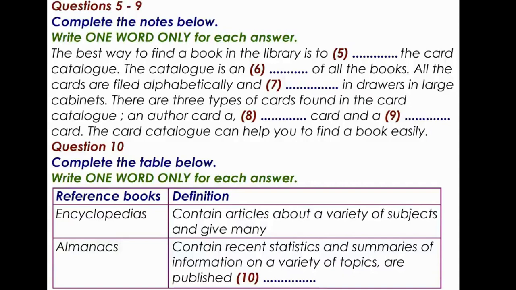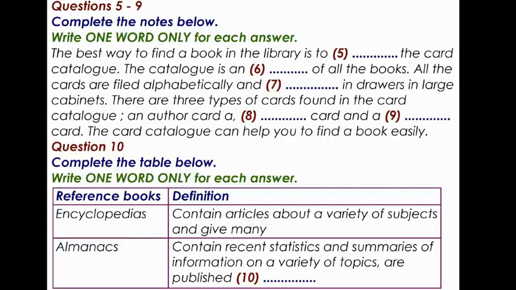The card catalogue is an index of all the books in the library. Information about a book is listed on cards. All the cards are filed alphabetically and stored in drawers in large cabinets. The card catalogue can help you locate a particular book, a book on a certain subject, or a book by a particular author. In the card catalogue, each book has 3 cards, an author card, a title card and a subject card. The author card is alphabetized under the author's name.